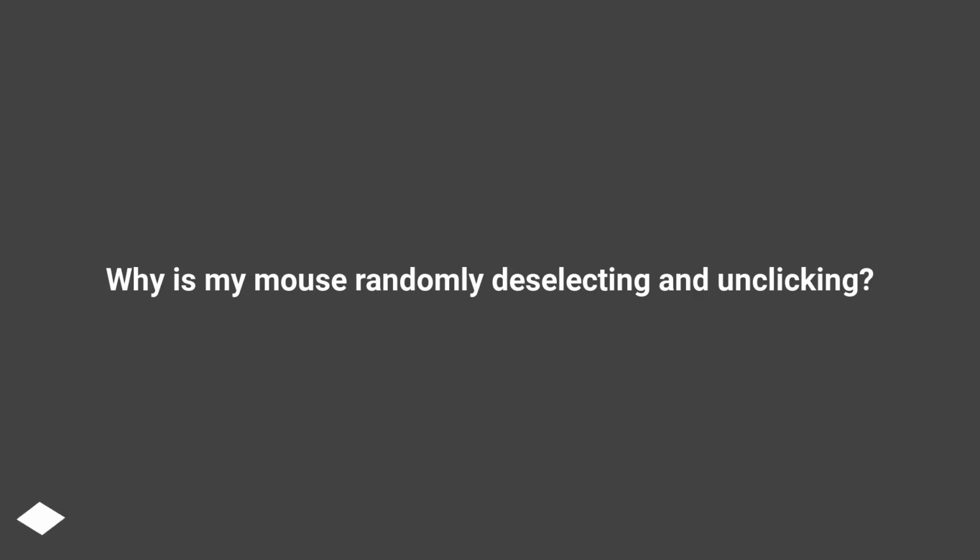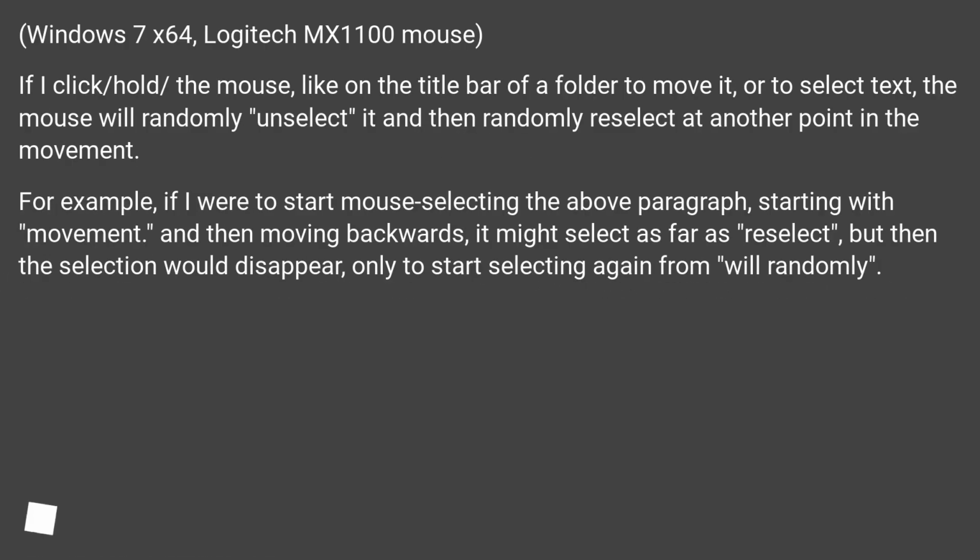Why is my mouse randomly deselecting and unclicking? Windows 7 x64, Logitech MX1100 mouse. If I click and hold the mouse, like on the title bar of a folder to move it, or to select text, the mouse will randomly unselect it and then randomly reselect at another point in the movement.